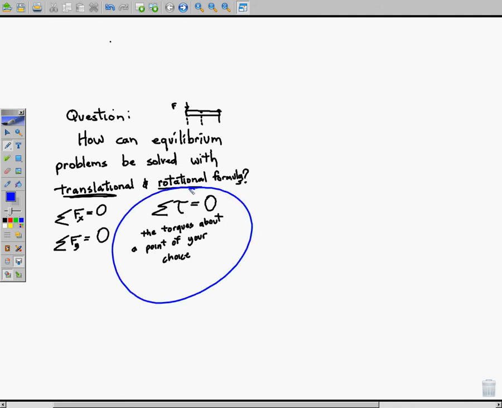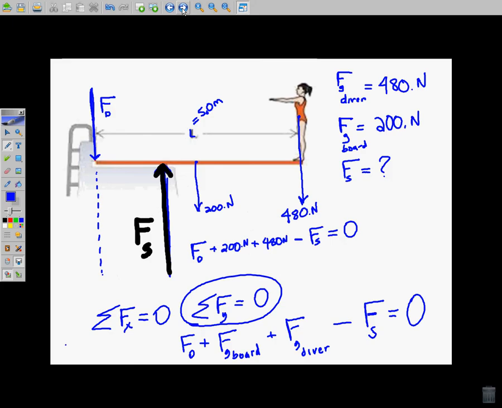The sum of all the torques about any point, a point of our choice, would also have to be equal to 0. Now, here's the trick. If you choose a point that has a force going right through it, that particular force is not going to be part of that torque equation. There's no distance from that point to that force. Exactly. So that's a good trick.